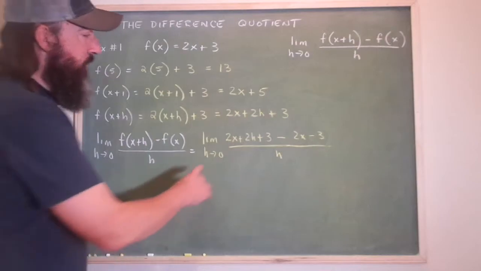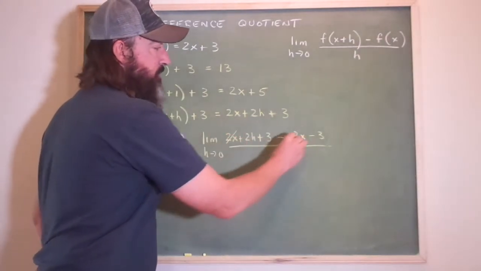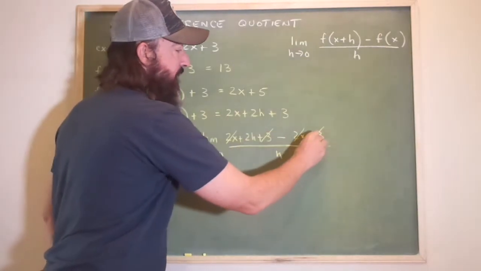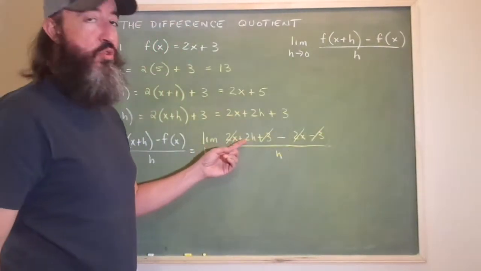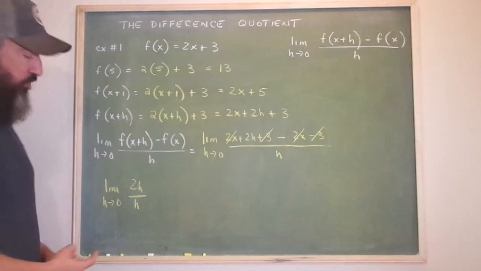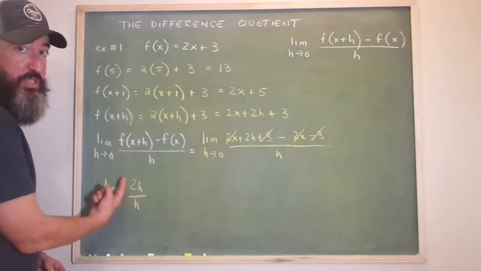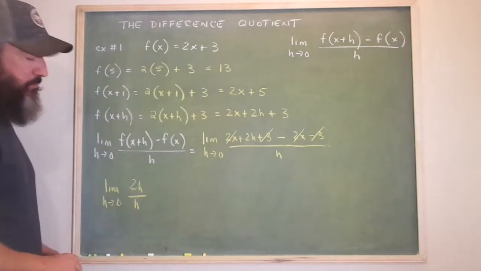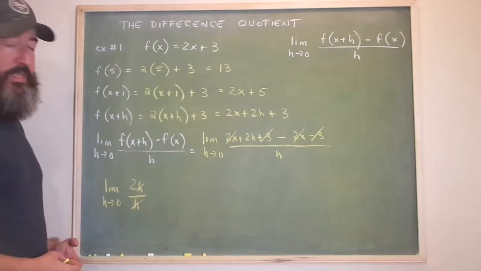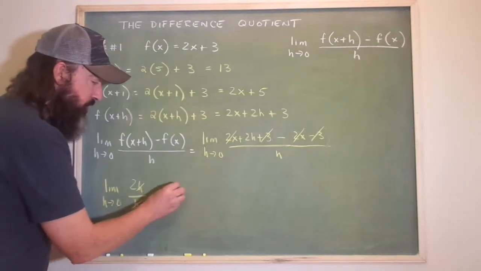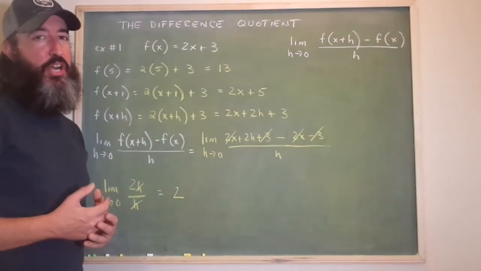And notice in the numerator, this positive 2x will cancel out with this negative 2x, and this positive 3 will cancel out with this negative 3, and I'm left with 2h over h. Of course, if I plugged in 0, 2 times 0 is 0, and 0 in the denominator, 0 divided by 0 is undefined. But I can cross these h's off. And now I don't need to worry about plugging in 0, because there's nowhere left to plug it. This equals 2. I think we better look at another one of those.